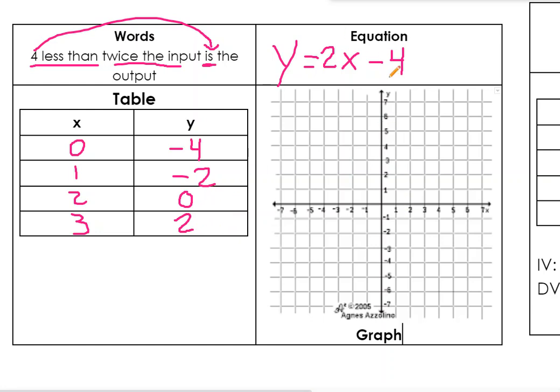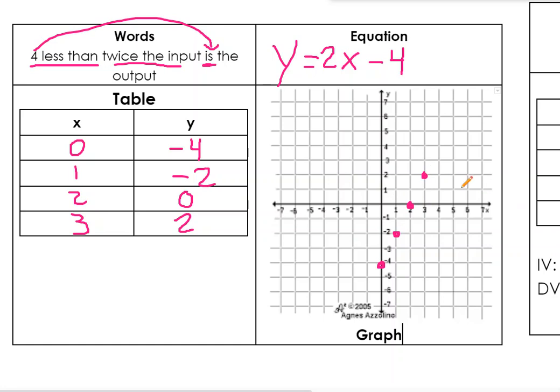I could graph it using slope-intercept form, or I can graph it using the table, right? So 0, -4 is my first point. It's right there. 1, -2. 2, 0: over 2, 0, that means I don't go up or down. And then 3, 2. So I go over 3 up to 2.